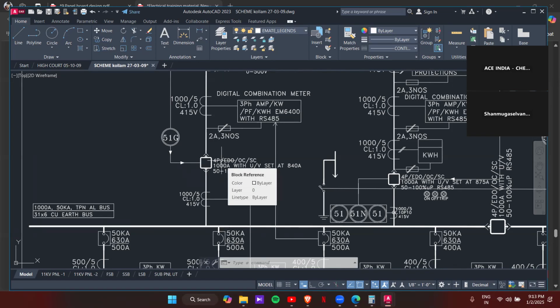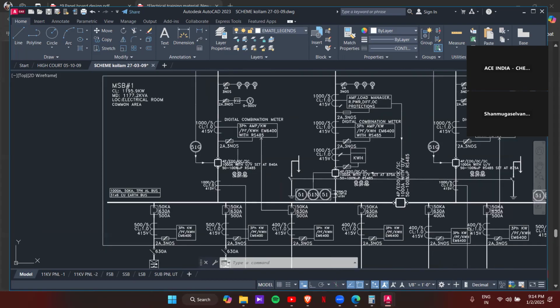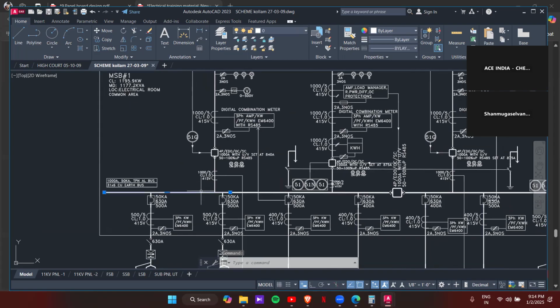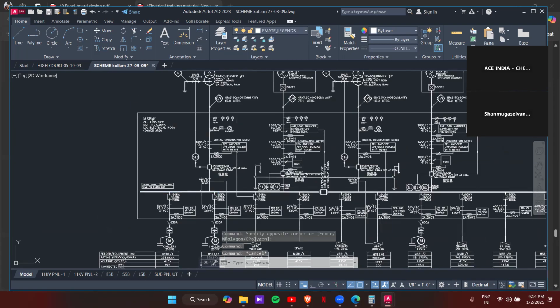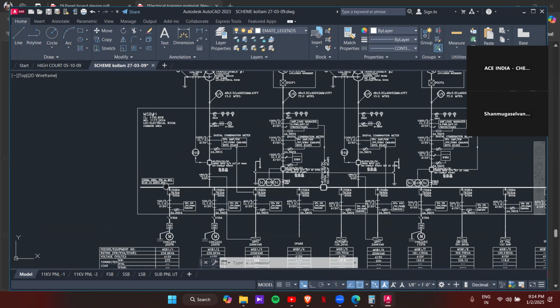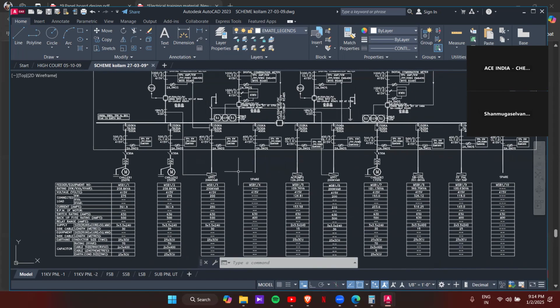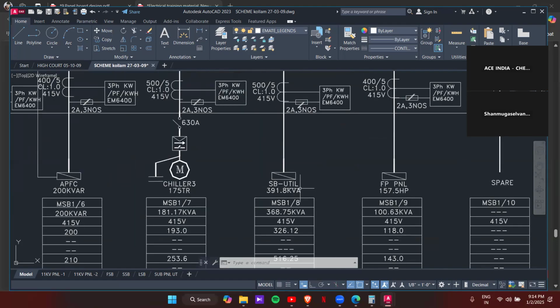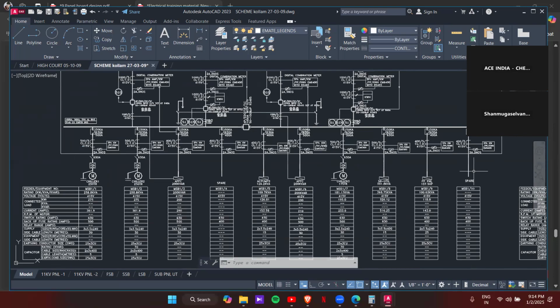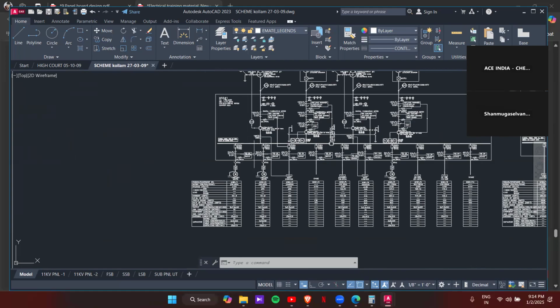Okay. Then from here, a bus bar is considered. From the bus bar, chiller 1, chiller 2, APFC, one more spare connection is taken, then AC pumps, APFC once again, chiller 3, SB utility panel, fire pump panel, again one more spare. So, these are the number of connections taken from this one.